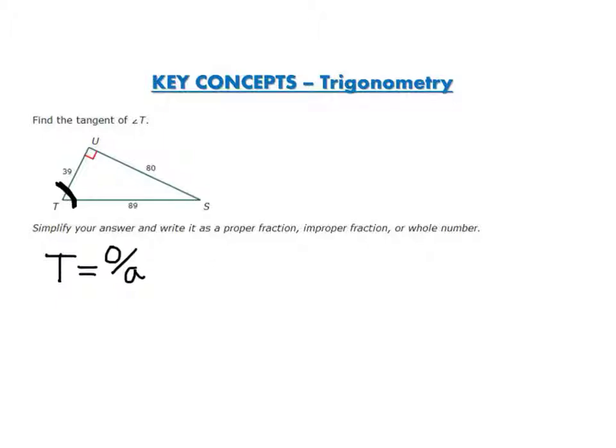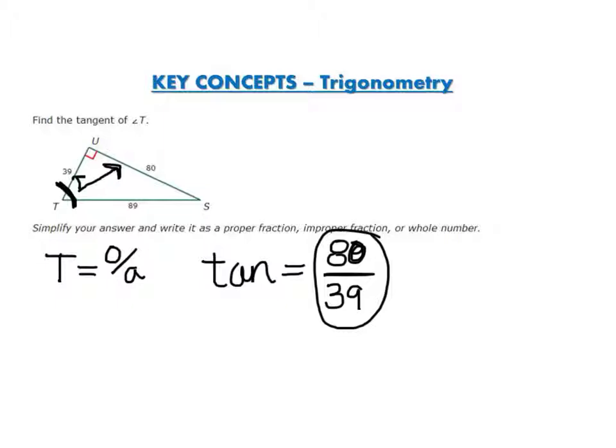SOHCAHTOA. There we go. So, my opposite is, remember, going to be across from it, but it's not the hypotenuse. So, the tangent equals 80. Sorry, it's 80 over the adjacent, which is 39. Now, that doesn't reduce. The tangent of that angle T is 80 over 39.